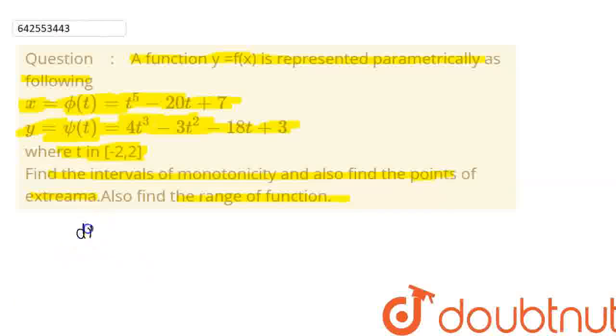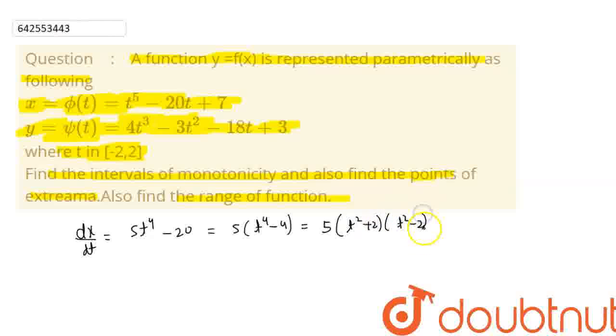So dx by dt would be equals to, if we differentiate this x with respect to t, then we get 5 times t to the power 4 minus 20. So if we take 5 common out from this, then we get 5 outside, and inside we are left with t to the power 4 minus 4. Now we can also factorize it. So if we factorize it, then we get 5 times, applying the a square minus b square identity, t square plus 2 into t square minus 2.